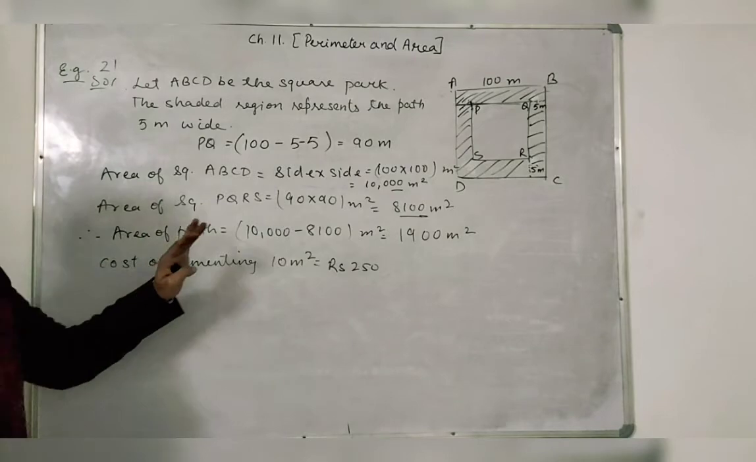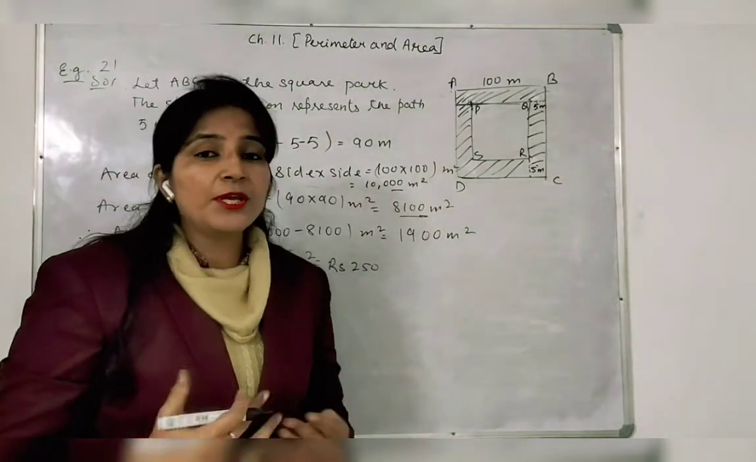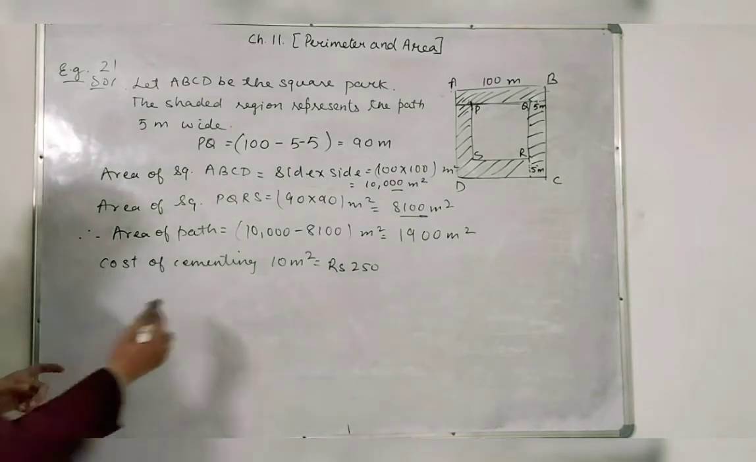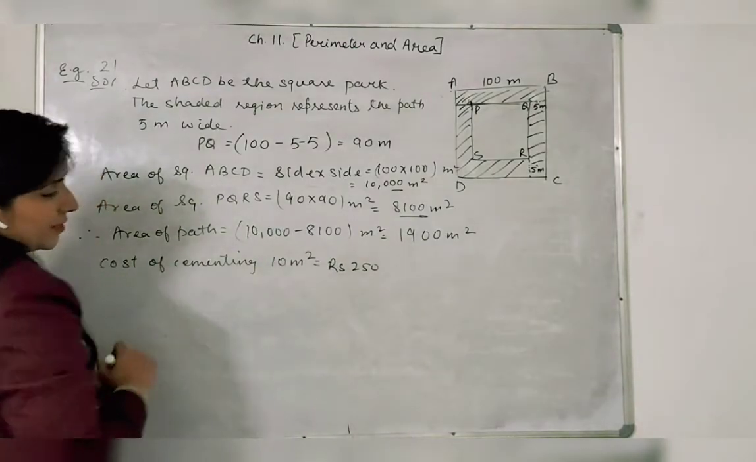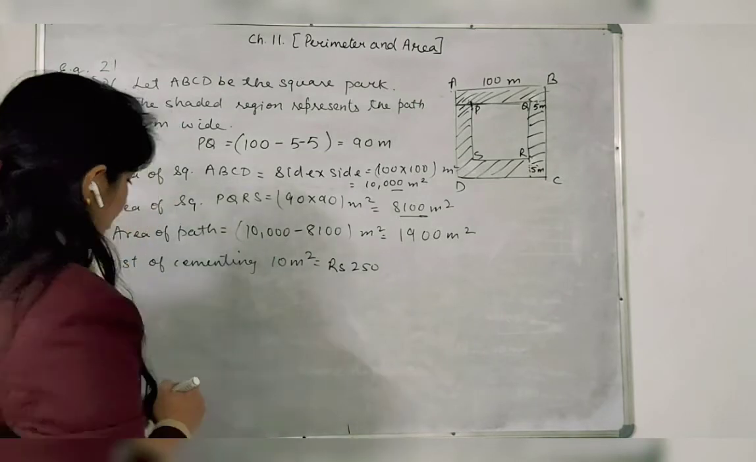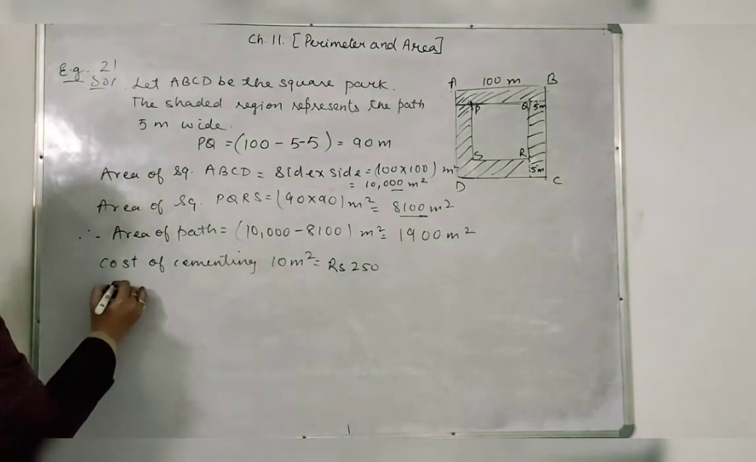Now we have the area of the path. Now we can calculate the cost of cementing. The cost of cementing which is given to us is for 10 meters square. For 1 meter square it is not given. For 10 meters square it is given. So we are just applying the unitary method.